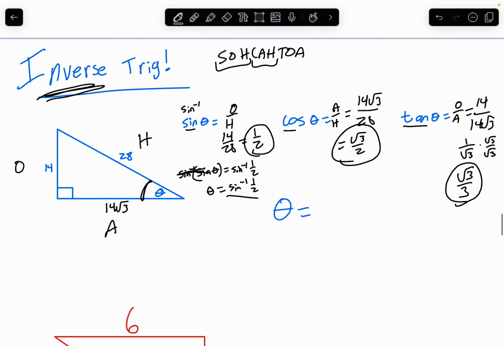Now, my hope is that maybe you recognize that, but that can be kind of hard to do, but 1/2 is one of our very special ones.